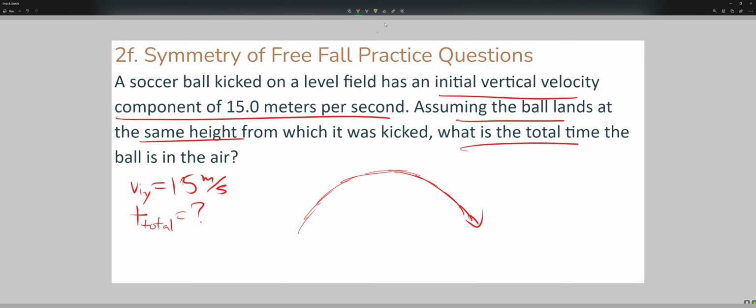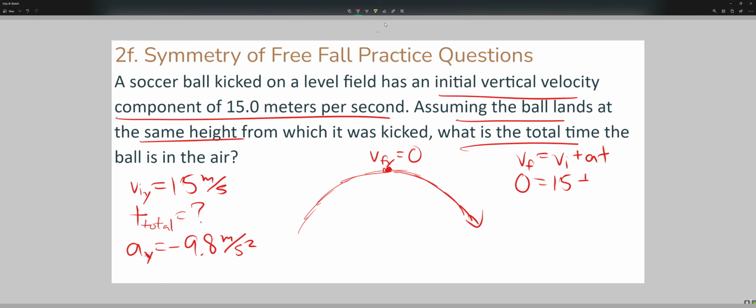And there are certain assumptions you can make here, right? You can make the assumption that my acceleration in the y direction is negative 9.8 meters per second squared. And we can also make the assumption that my velocity at my maximum height, my final velocity, let's just say it is 0. And we can solve with our equation like this, right? We can say that V final is 0, V initial is 15, negative 9.8 t. 15, negative 9.8 t.